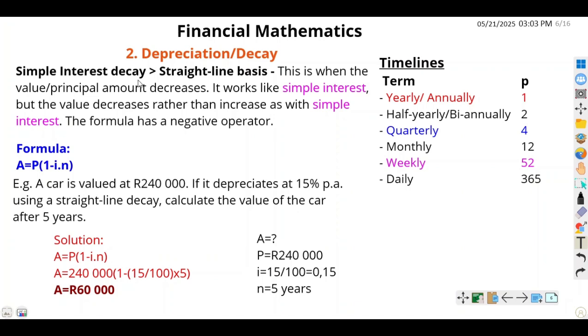Let us look at another example and try to do more of it, because the more of these examples you do, the better you become at it and you start to understand it more and more. Okay, let's go to the next page.